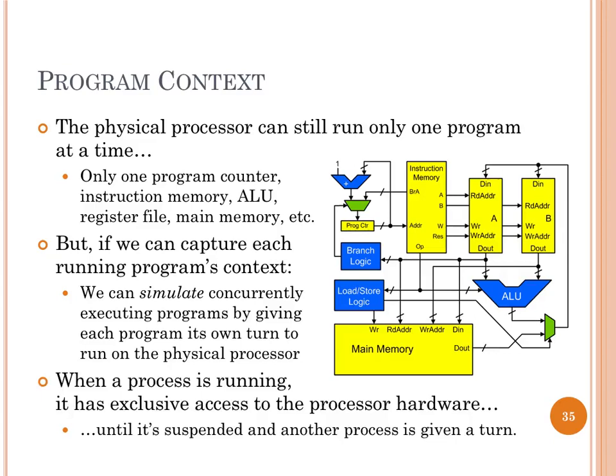Okay? And so, like I say on the slide, a program has exclusive access to the hardware while it has the processor, but then it gets suspended and somebody else gets a go. And while somebody else is running, that program has no conception of the passage of time or that it's not on the processor, because its context is saved somewhere. It's like a snapshot of its brain has been saved somewhere.